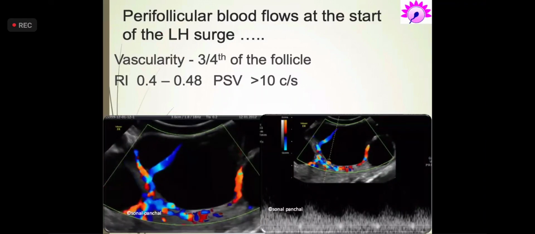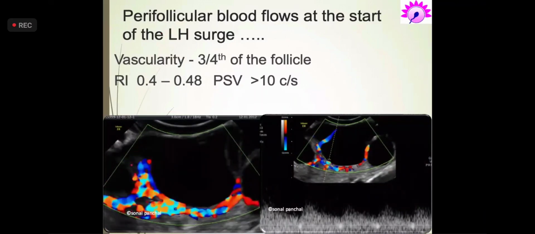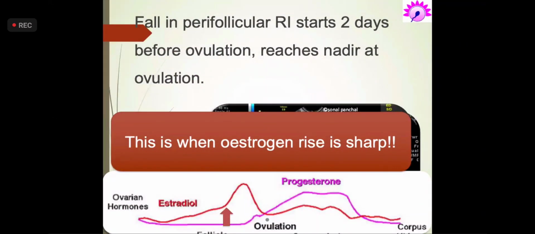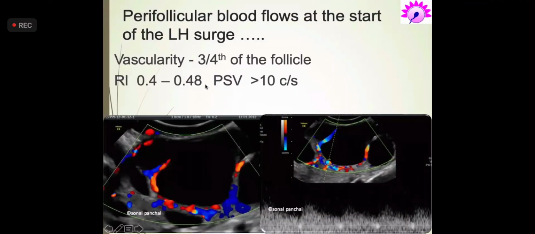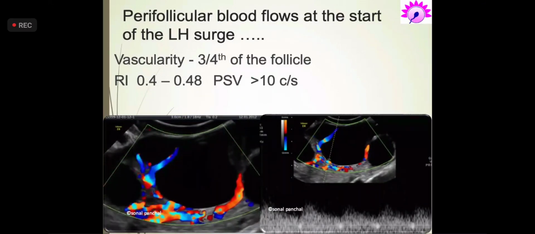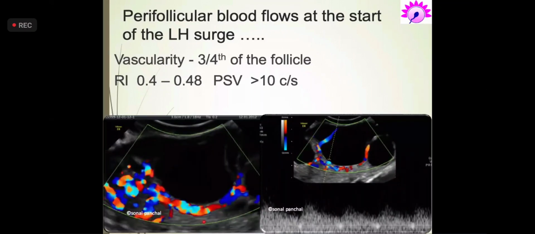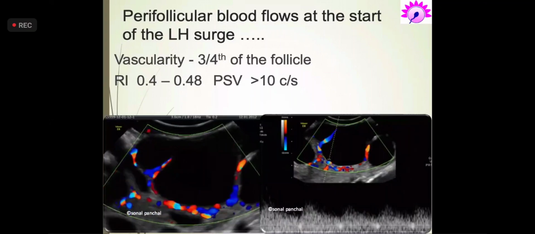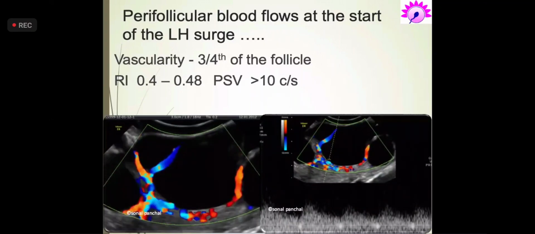But when the estrogen level rises beyond the start of the estrogen surge, somewhere midway, that's when the LH surge starts. That's when the PSV also reaches 10. So first, as the estrogen starts rising, that's where the RI falls, and then as the estrogen level rises further and it is time for the surge to start, that's when the PSV also reaches 10 centimeters per second.